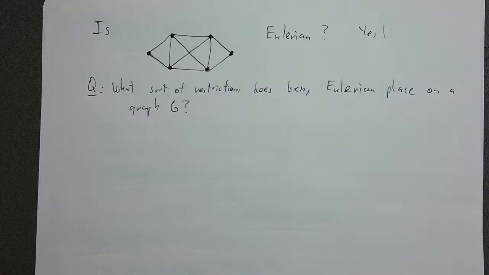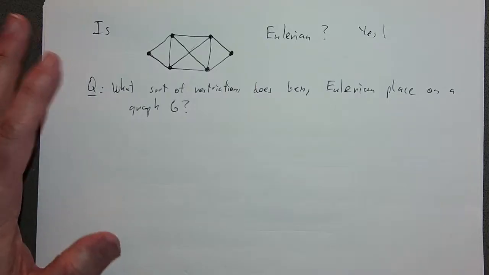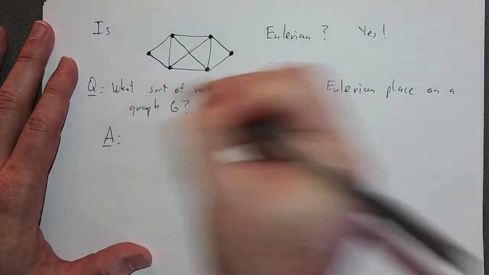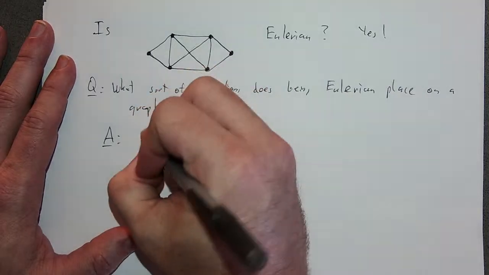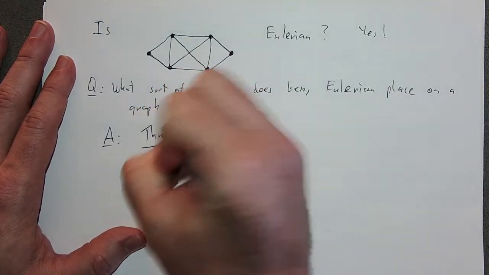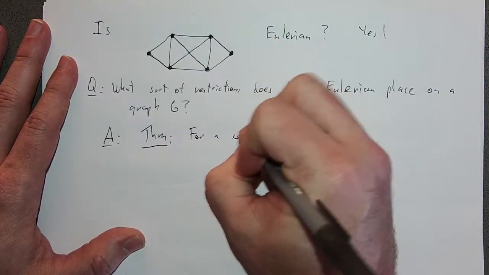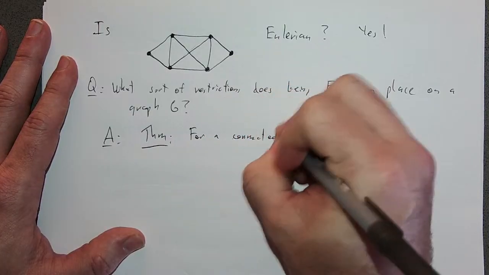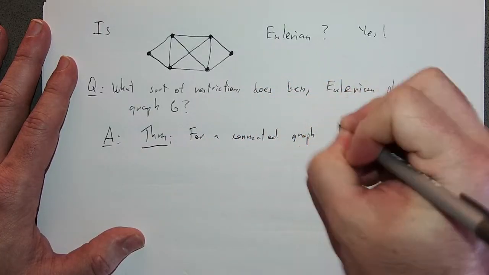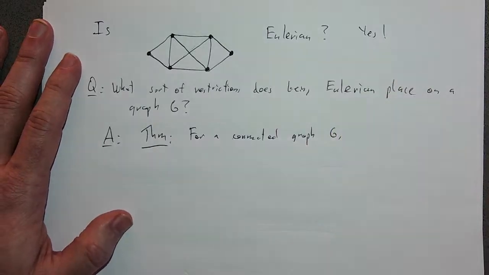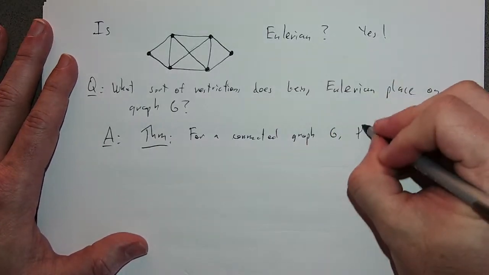I'm not going to have time, I don't think, to prove it today, although what I might do is talk about kind of a corollary here and just very briefly discuss the proof. Maybe I'll discuss the proof at the beginning of the lecture tomorrow, so I'll just go ahead and state the theorem. So here is the answer to this. Theorem. For a connected graph G, the following statements are equivalent.